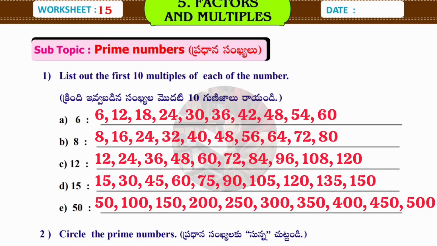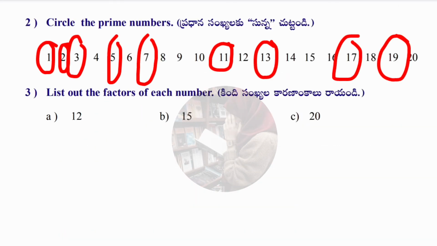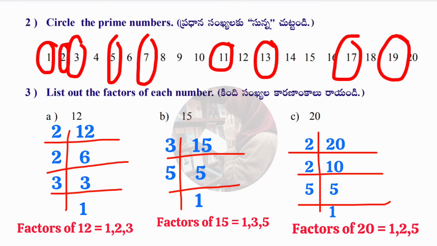Okay, got it. Now we'll move to the second question, which is circle the prime numbers. Do you know what a prime number is? The definition is: a number is said to be a prime number if it divides exactly by itself and 1. It does not divide by any other number other than itself and 1.